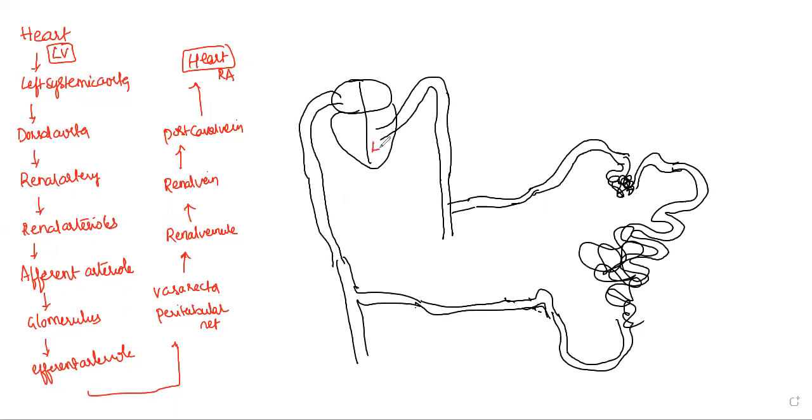You people need to understand this is left ventricle, left systemic aorta, and dorsal aorta, then renal artery, renal arteriole, and afferent arteriole, and this is glomerulus, and efferent arteriole, then peritubular net, vasa recta. Peritubular net, vasa recta opens into the renal venule, renal vein, and then that opens into inferior vena cava. Then finally we came back to the right atrium.